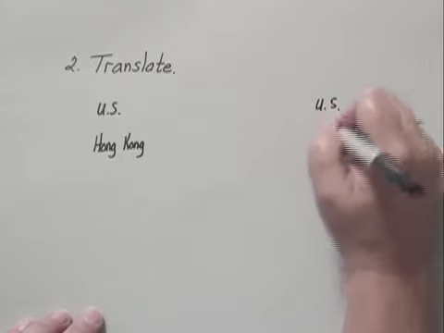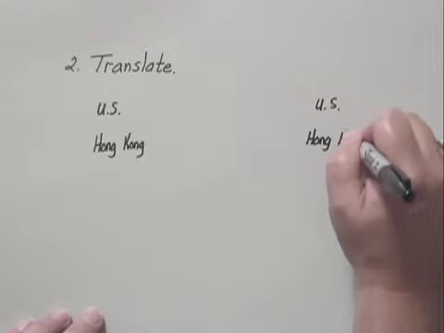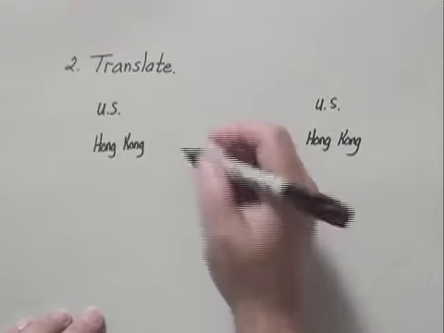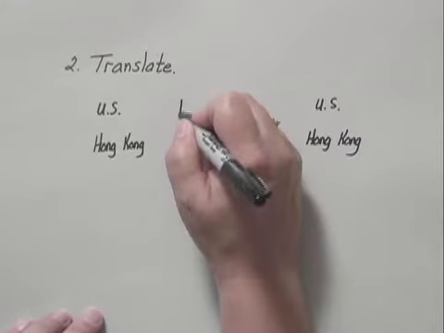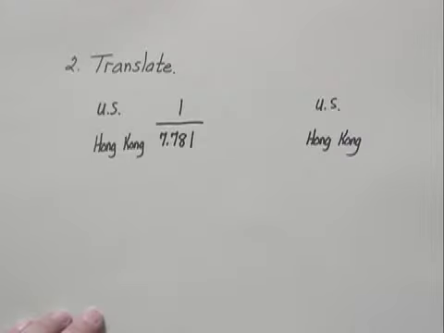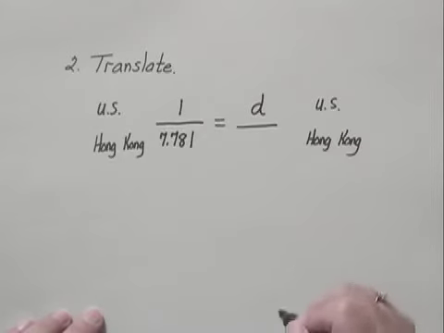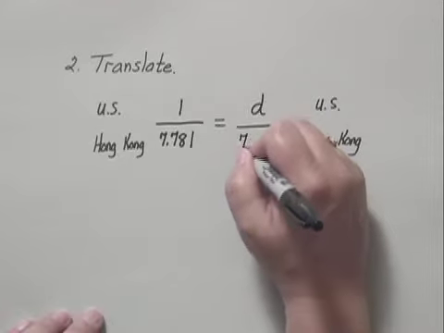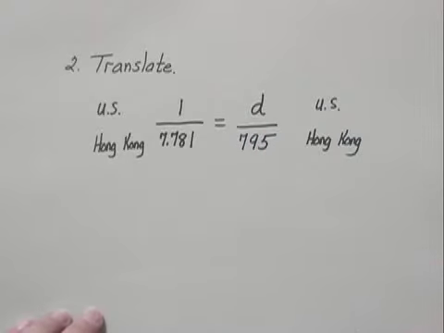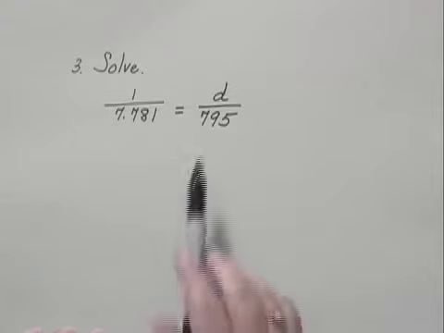And I'm going to write that to remind me to get the US in the numerator in both ratios, and Hong Kong in the denominator. Again, we know the ratio 1 US dollar to 7.781 Hong Kong dollars. That's the exchange rate. And that equals the ratio of the US dollars for the DVD player, which was D, over the Hong Kong dollars for the DVD player, which was 795. So we have a proportion that we can solve in step 3 of the problem-solving process. Again, we equate cross products.